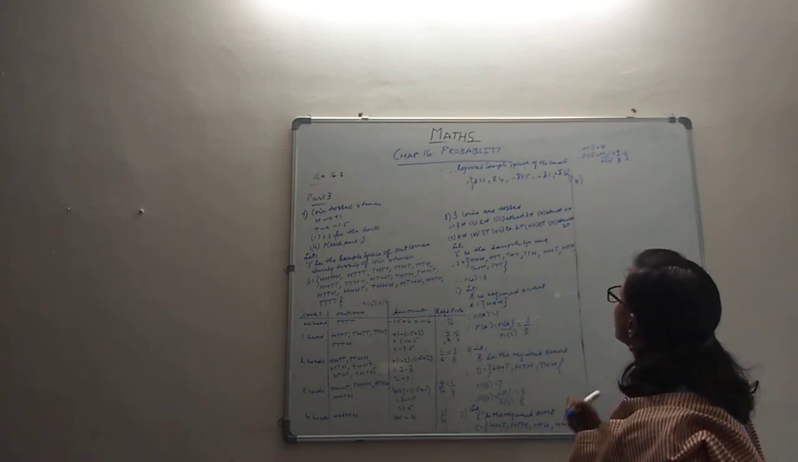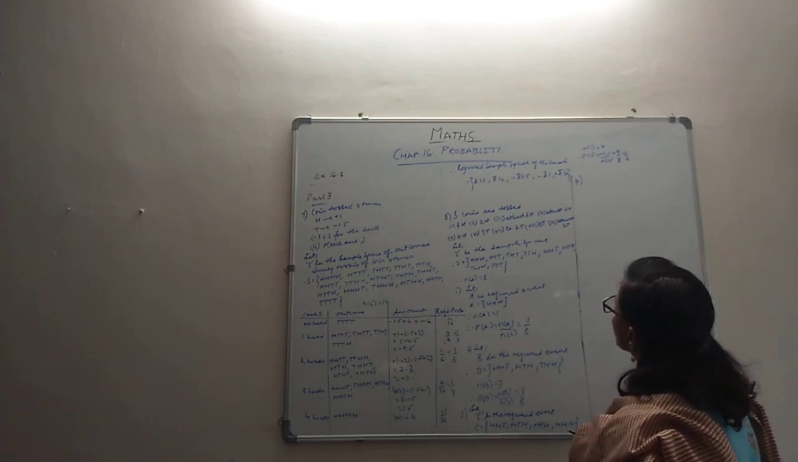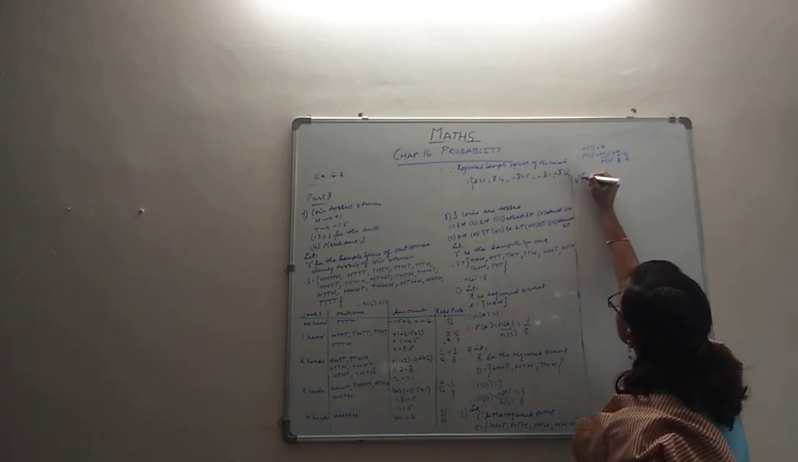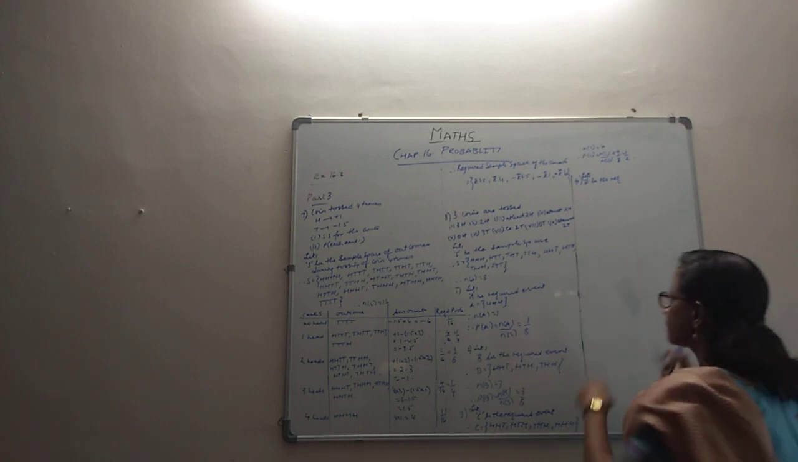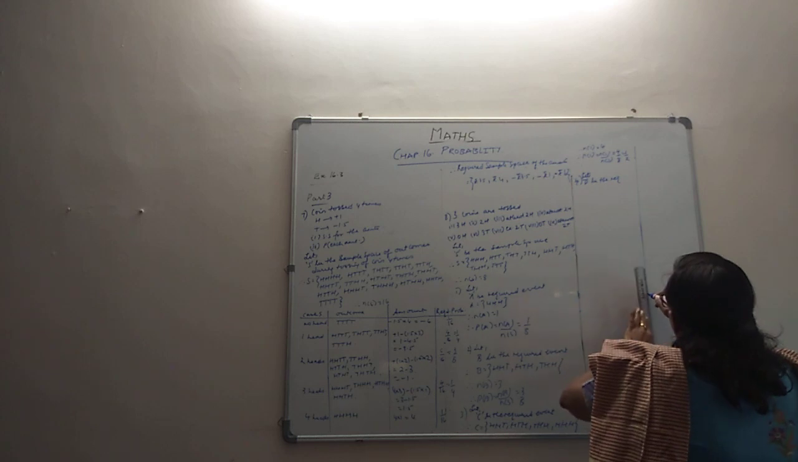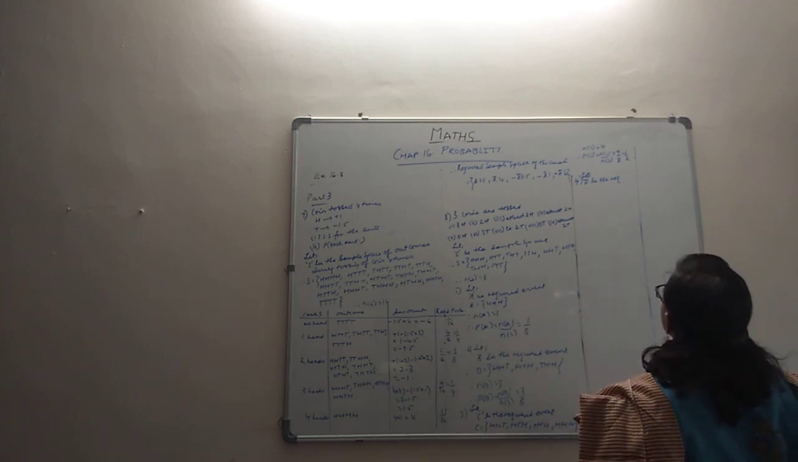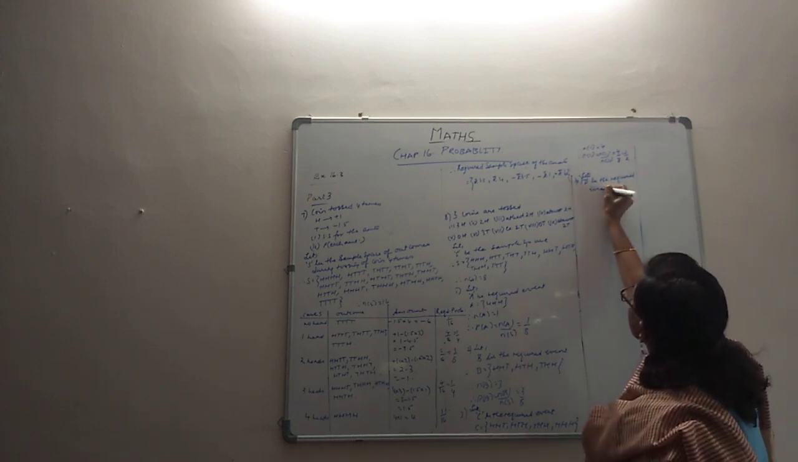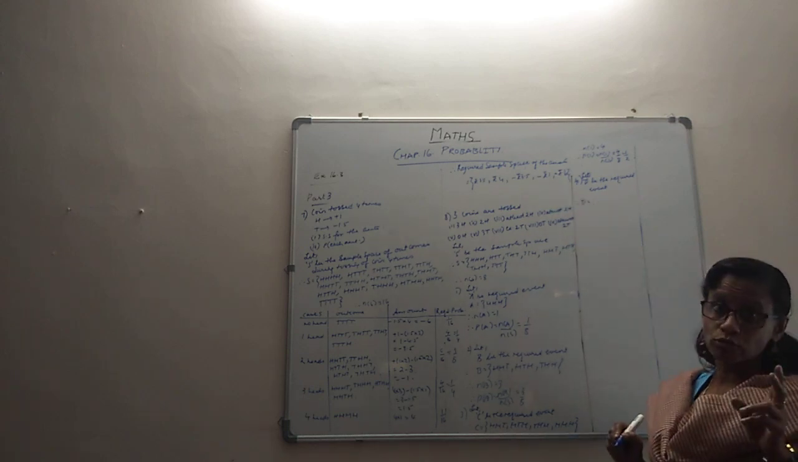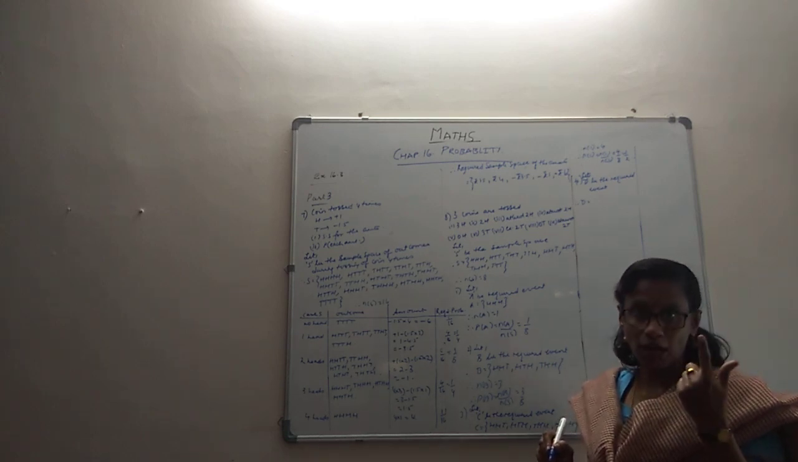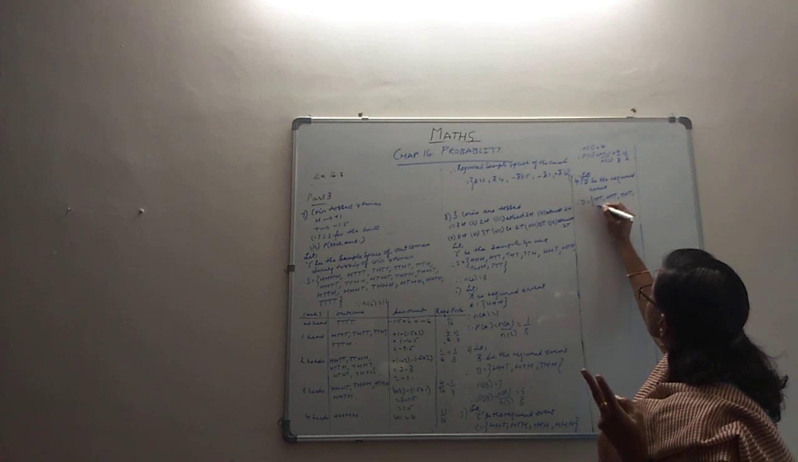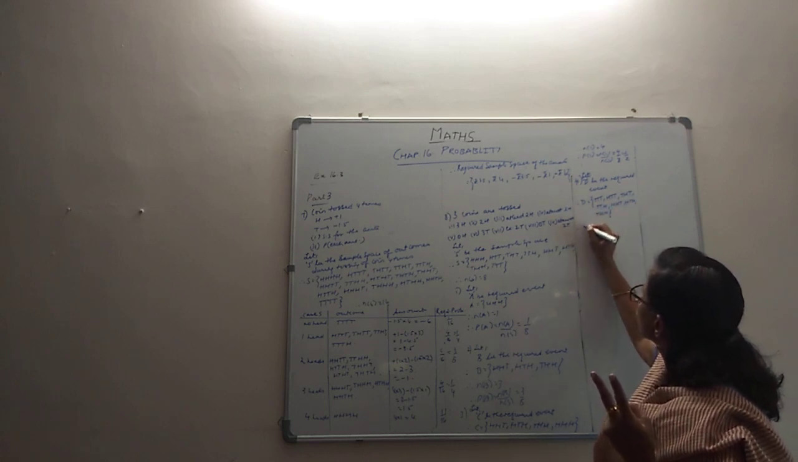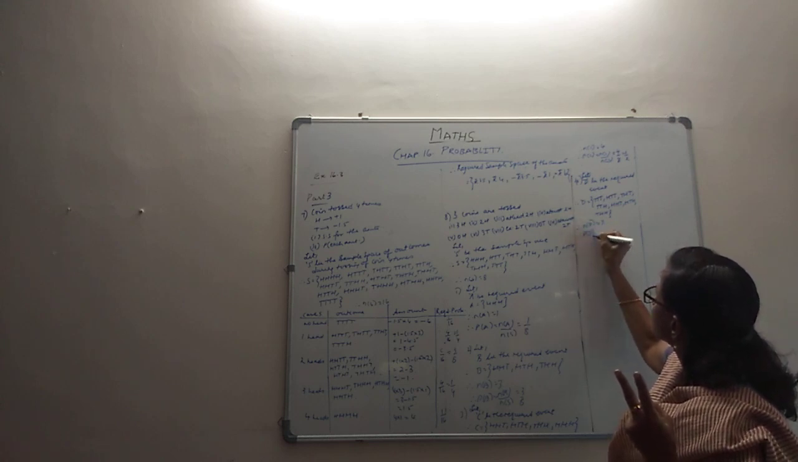Come to the fourth part. There are 9 parts. I don't know how I'm going to manage the space. The fourth part says that there are at most 2 heads. So let D be the required event. D says that you should have at most 2 heads, maximum 2 heads. That means you can have no head, you can have 1 head, and you can have 2 heads. So how many items do we have? We are having 7.